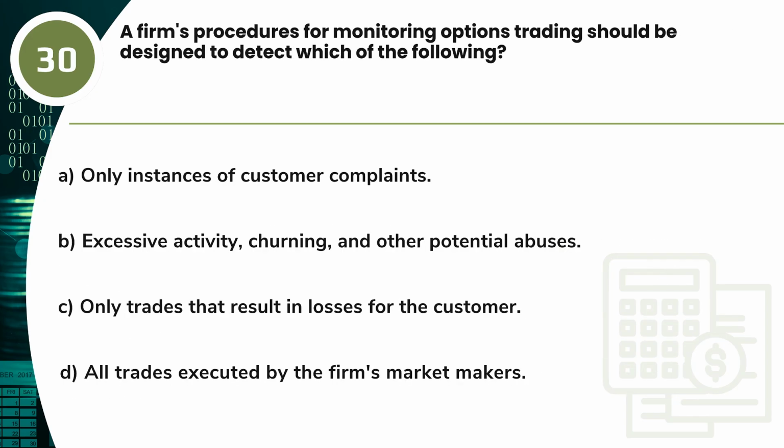Question 30. A firm's procedures for monitoring options trading should be designed to detect which of the following? A. Only instances of customer complaints. B. Excessive activity, churning, and other potential abuses. C. Only trades that result in losses for the customer. D. All trades executed by the firm's market makers.